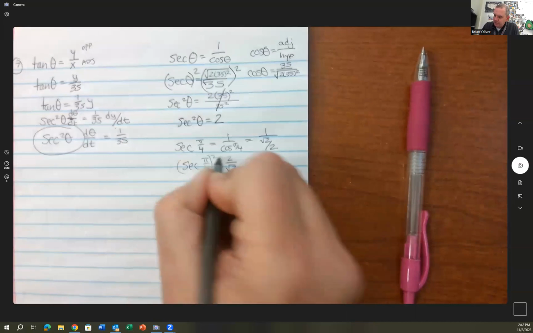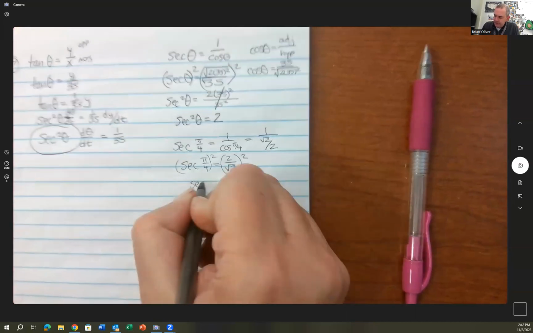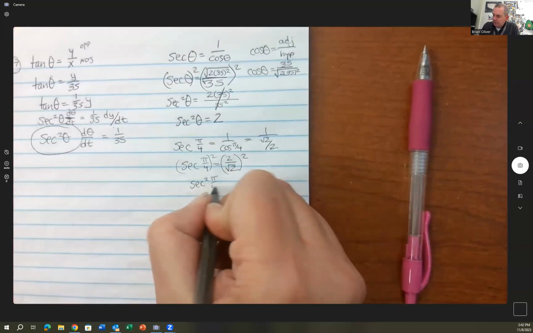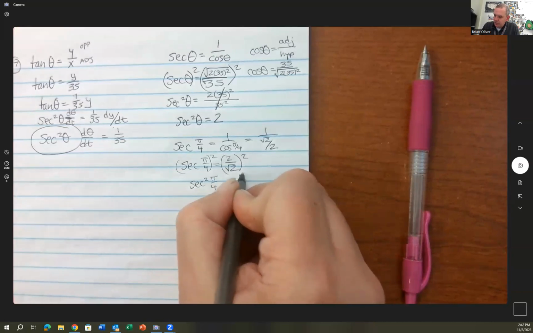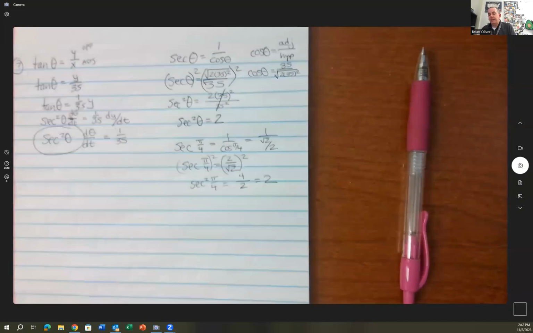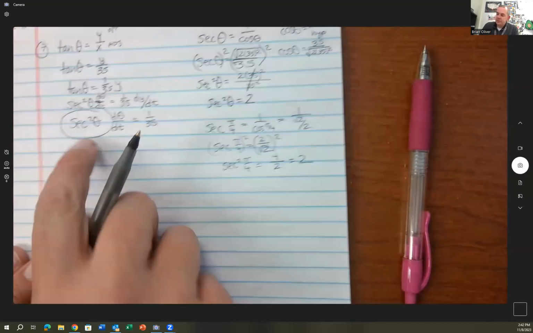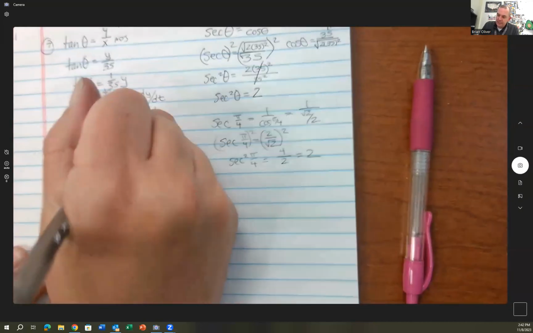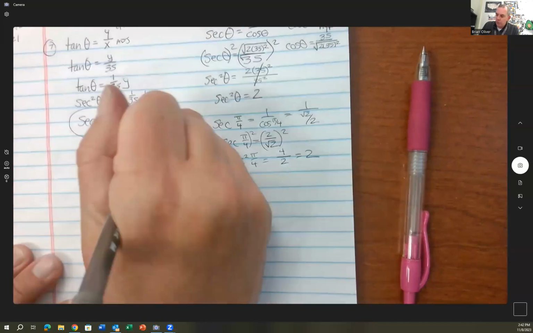Again, I need to square both sides. And that's going to tell me that secant squared of pi over 4 is going to equal 2 squared, which is 4, over the square root of 2 squared, which is 2, which is also 2. Either way is fine. So I know that this guy is 2. So this is 2 d theta dt equals 1/35.